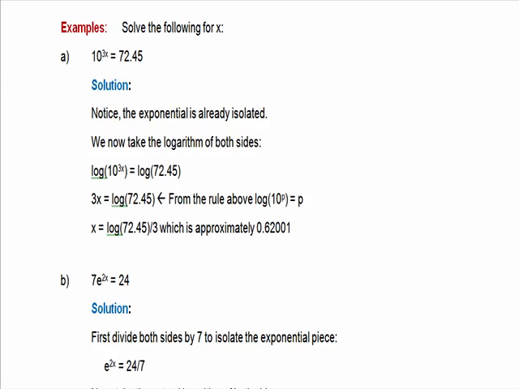Now, all we do is use what you might think of as regular algebra and solve for x by dividing by 3. So if I do that, I get x equals the log of 72.45, all divided by 3. Notice, by the way, it's not the 72.45 that's divided by 3, it's the entire logarithm expression, log 72.45. You might want to check to make sure that you can get the approximate value of 0.62001 on your calculator before moving forward.